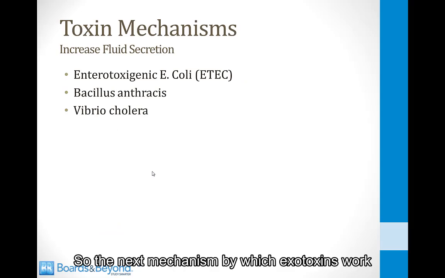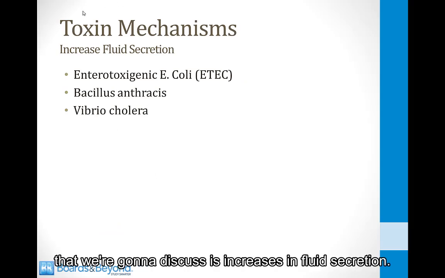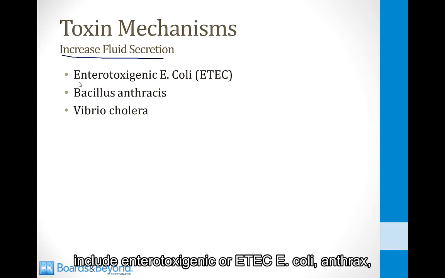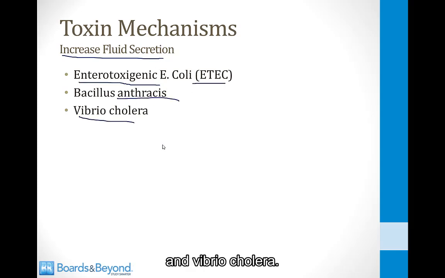So the next mechanism by which exotoxins work that we're going to discuss is increases in fluid secretion. And bacteria that secrete exotoxins that increase fluid secretion include enterotoxigenic or ETEC E. coli, anthrax, and Vibrio cholerae.